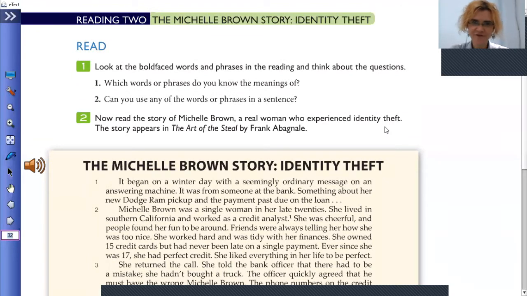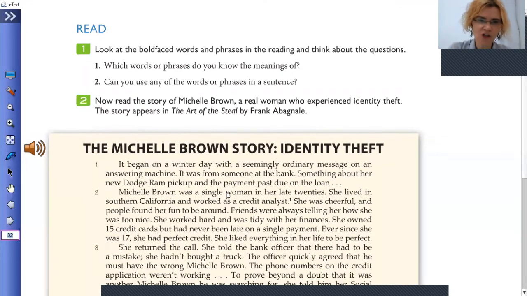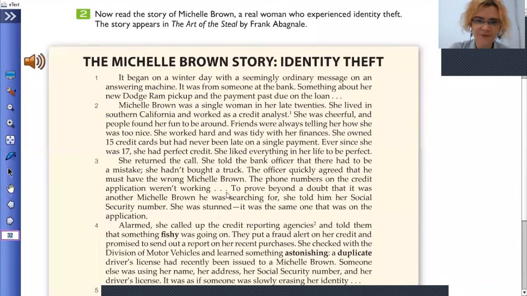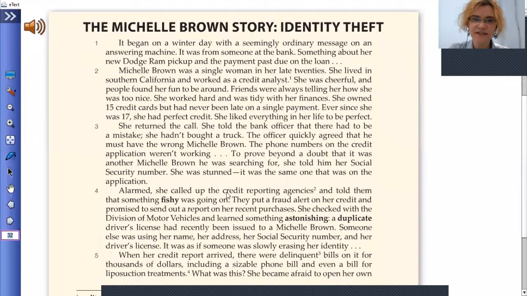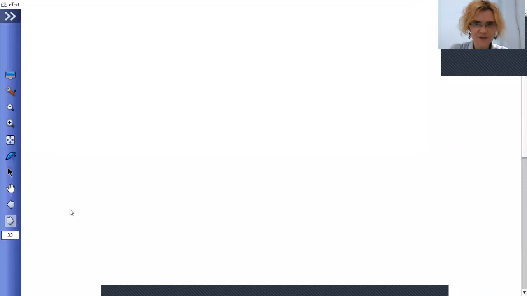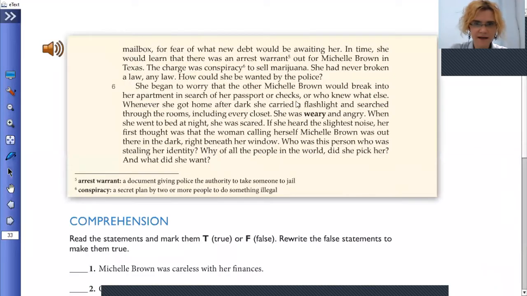Now, you have read reading 1 and did activities with that, but today we're going to focus on reading 2. The article in which we can see the bold-faced words. Those are the words for our vocabulary focus in this part of the unit. We've got fishy, astonishing, duplicates. Let me look at the next page with you guys. Weary. Yeah, not that many.